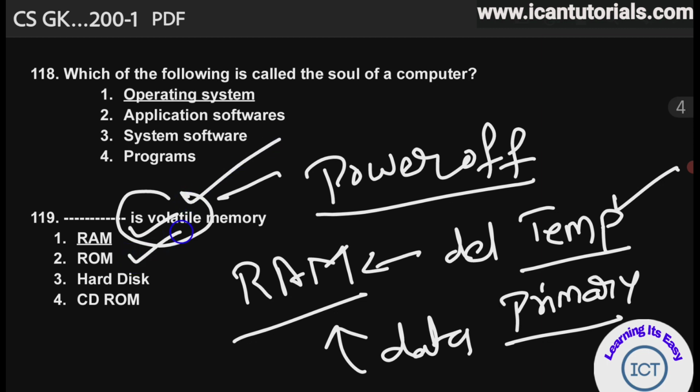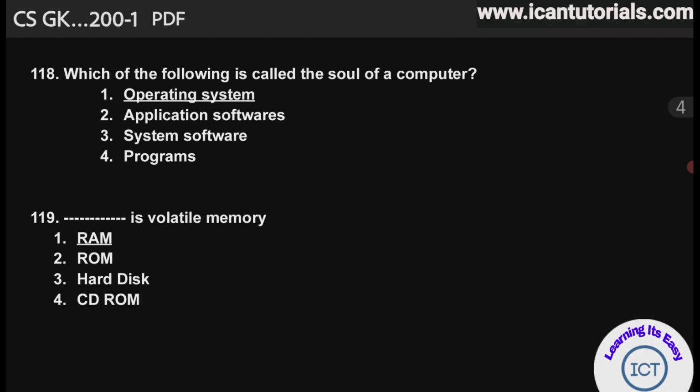ROM, read-only memory, hard disk and CD-ROM: all these three are permanent memories. They are non-volatile memories. Read-only memory, hard disk and CD-ROM are all non-volatile memory.